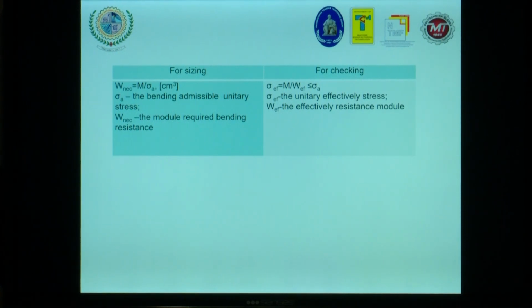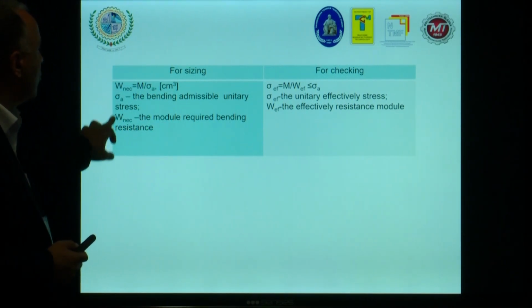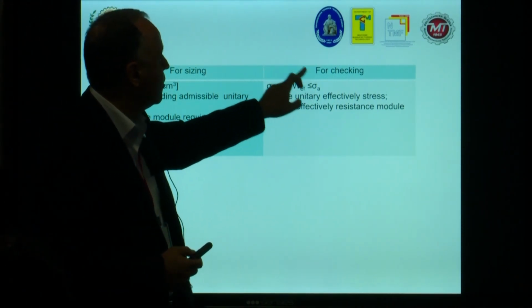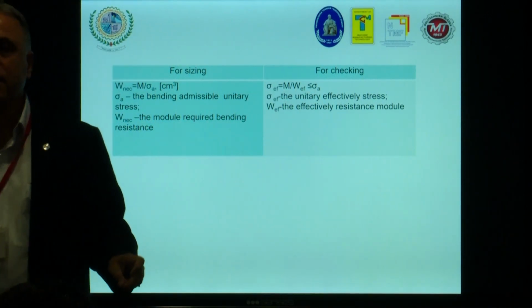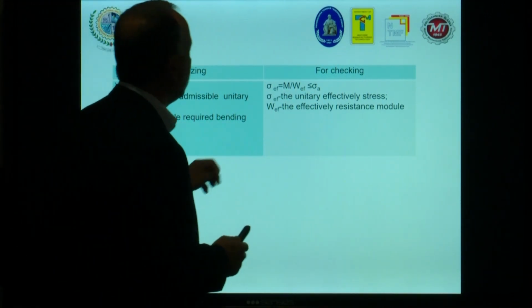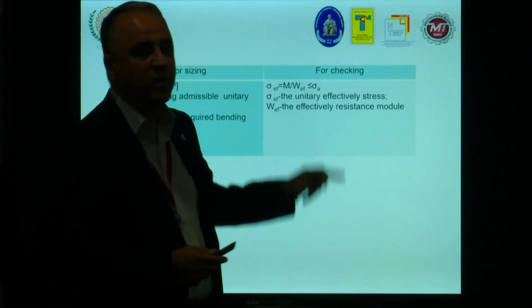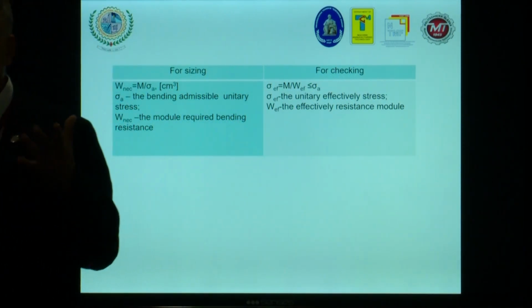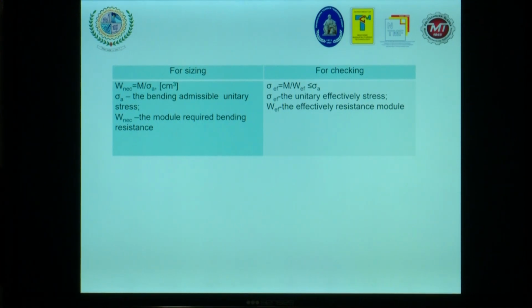Here we have two steps, one for sizing and one for checking. It's compulsory to use this relation in the case of sizing, and afterwards, in the case of checking, to use this relation. In other words, if the unitary stress is bigger than the suitable one, what will happen? We have to change the material. Another steel with a bigger admissible stress, and so on.